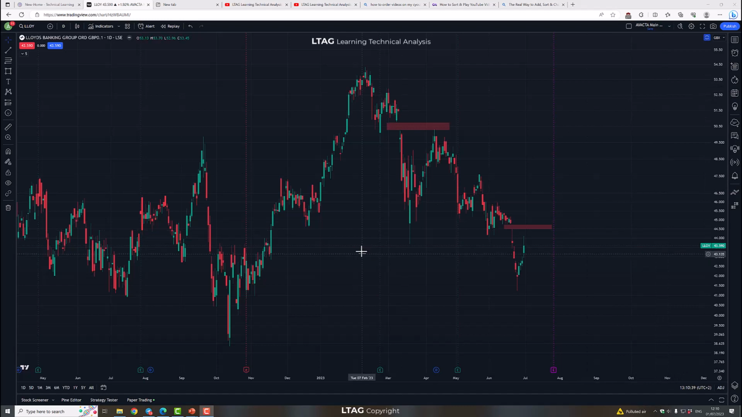But have a look at Lloyds Bank. This is the Lloyds Bank chart. It's on the daily basis. This is TradingView platform. As we've shown on other videos, there are some fundamental dates where earnings were announced, where there were dividends, and here's a future earning as well.